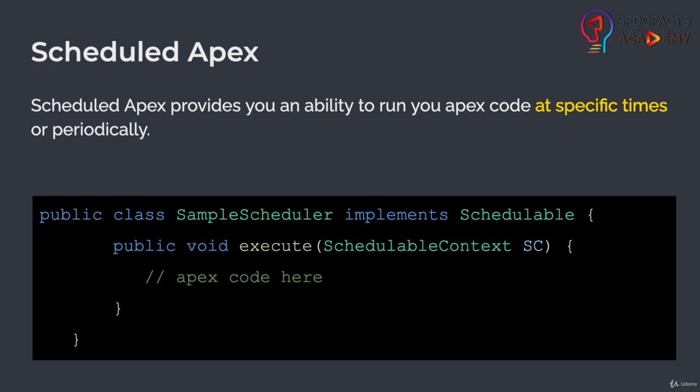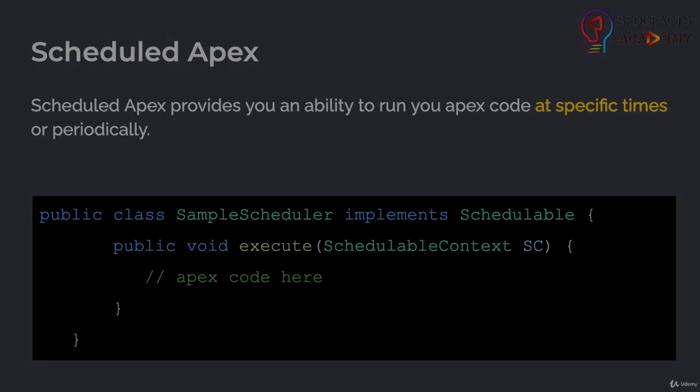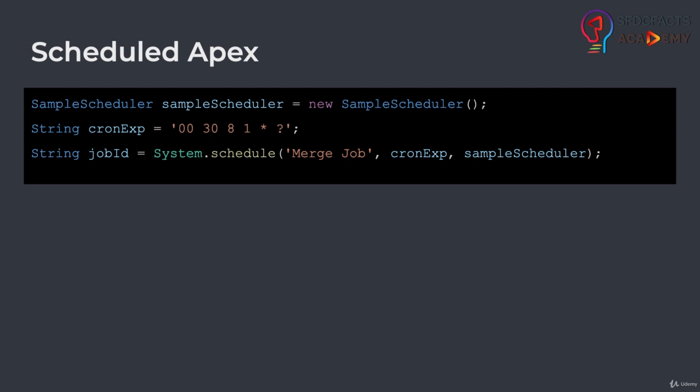In order to call this Schedule Apex, you need to use the schedule method from the System class, and this method takes three parameters. The first parameter is the job name, so you can give it any name. The second parameter is something called a cron expression, and we are going to talk about this in detail in our coming slide. The third parameter is the instance of your Schedule Apex class. In return, this method gives you the job ID, which you can use to track the progress of this job.